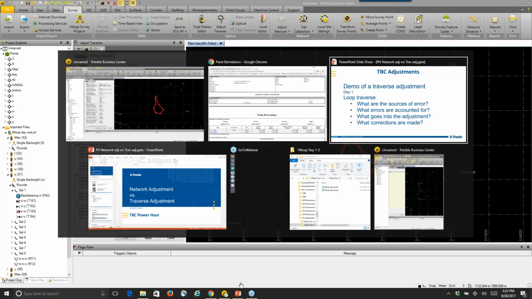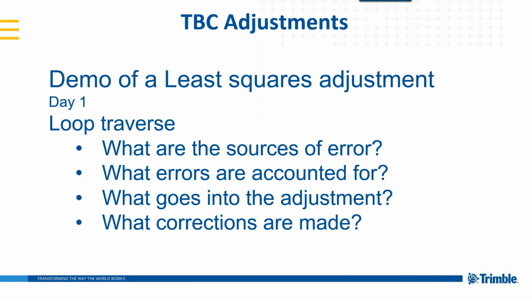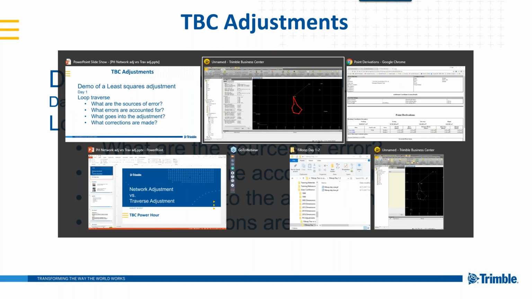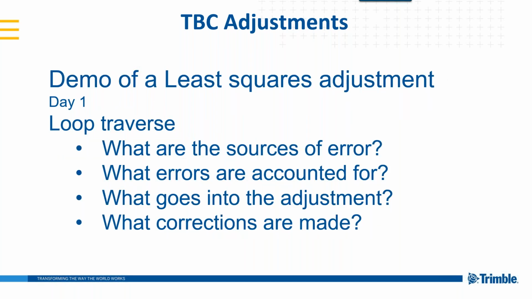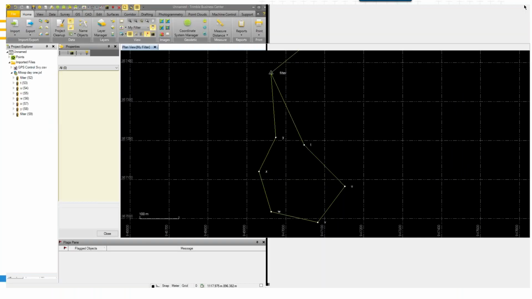So where are we? Here we are. We've got our traverse. Here's our adjustment with our traverse adjustment. Now let's take a look at how this would look in a least squares adjustment. And I have another job for that. Now this is the same job. I have it set up the same way.